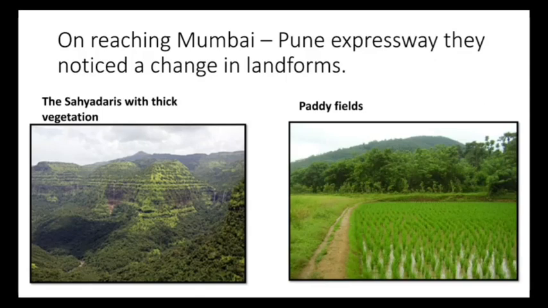They observed the slopes of the Western Ghats, also known as the Sahyadris. They also spotted some waterfalls, trees with broad leaves. After crossing the Ghats, they saw some paddy fields too. Children, what are paddy fields? Paddy fields are fields where rice is grown.